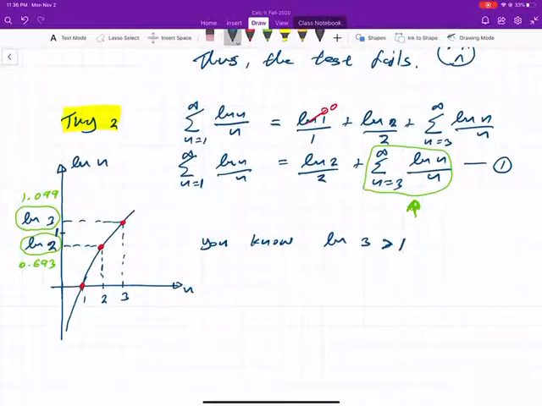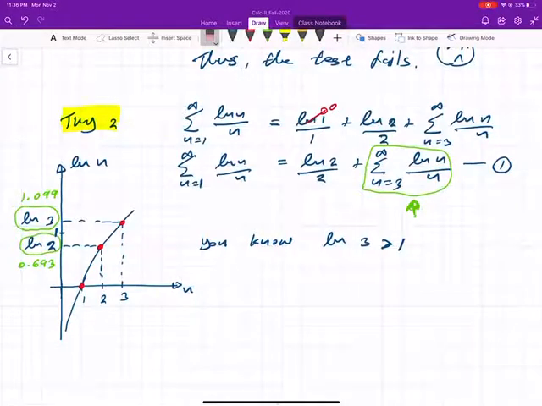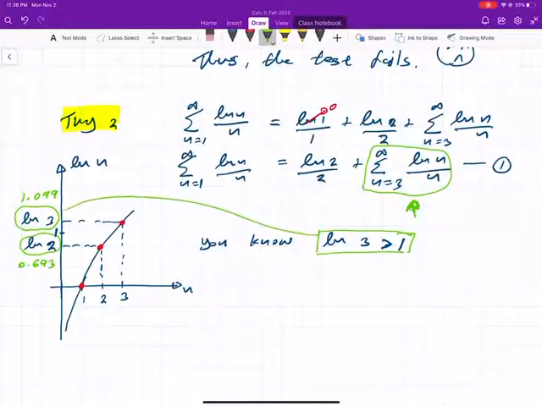Okay, so now you can see ln 3 is greater than 1. Okay, so this is obvious. Let me mark that in green. This is obvious. You can refer to these values. ln 3 is greater than 1.